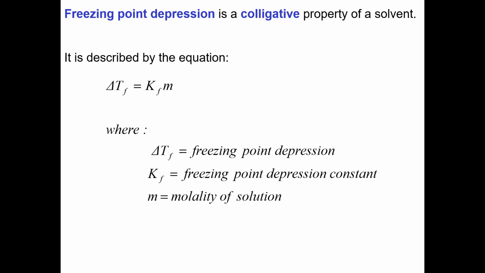So freezing point depression is also a colligative property, just like vapor pressure lowering and boiling point elevation. And the nice thing is it's described by an equation that is very similar to the boiling point elevation equation. In particular, we observe that the change in freezing point is equal to a constant characteristic of our solvent called the freezing point depression constant multiplied by the molality of our solution. So the kind of math that we'll be doing is just like what we illustrated before when we had the boiling point elevation problem.